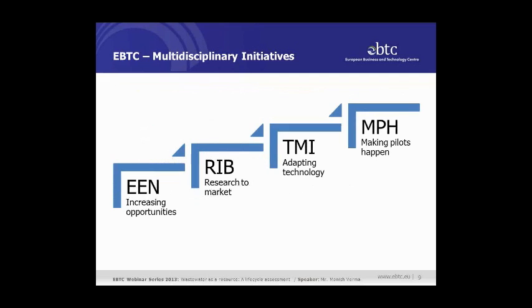These are the 4 initiatives that we are actually looking to do. Some of them have already started. EEN stands for European Enterprise Network, which tries to actually increase the opportunities between EU and India enterprises, small and medium, to do business, but to do research as well. Then to take research to market, we're looking at a research, innovation, and business approach, looking at adapting technology to the technology management interface, and maybe also talking about making pilots happen, because that's the last part of demonstration of a project to see if it is really valid and verified.